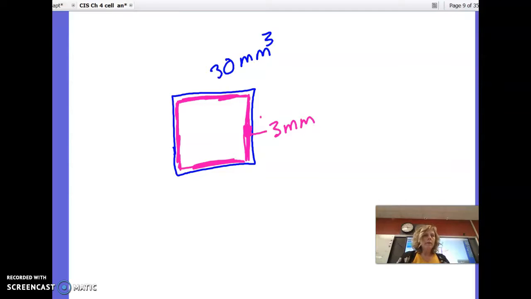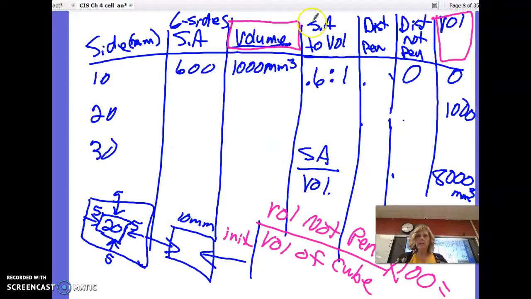So on your sheet, it asks for the distance penetrated. For mine, I'm going to say 3. Everybody's is going to be different. Please, don't just write 3 because I said 3. I hope you did your own measurements. And so distance penetrated is 3 millimeters.